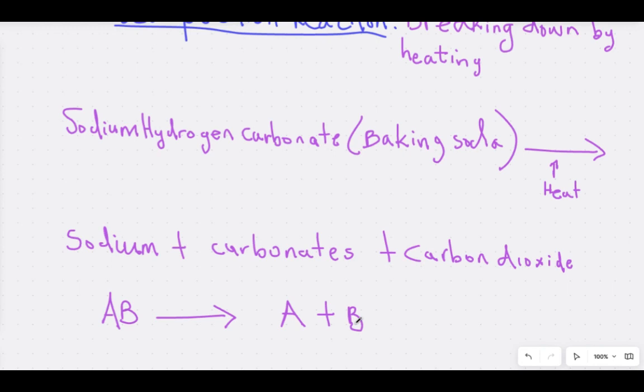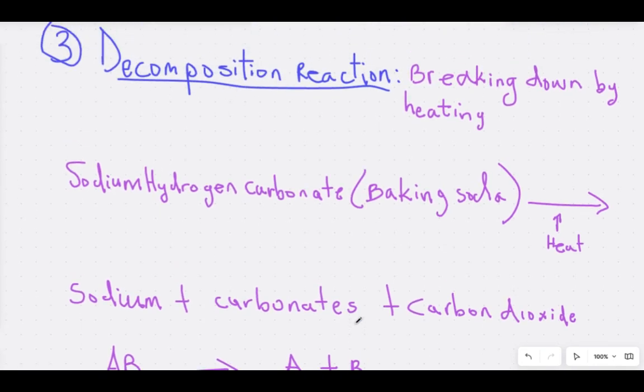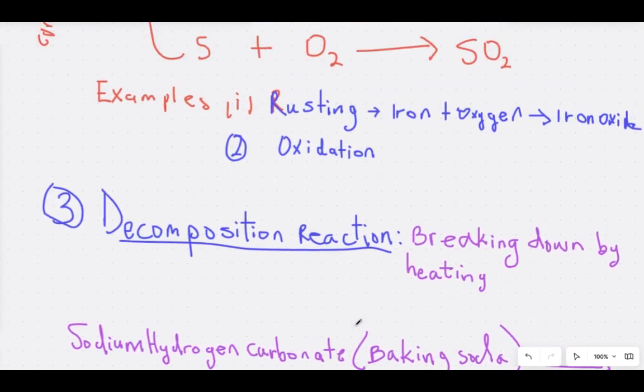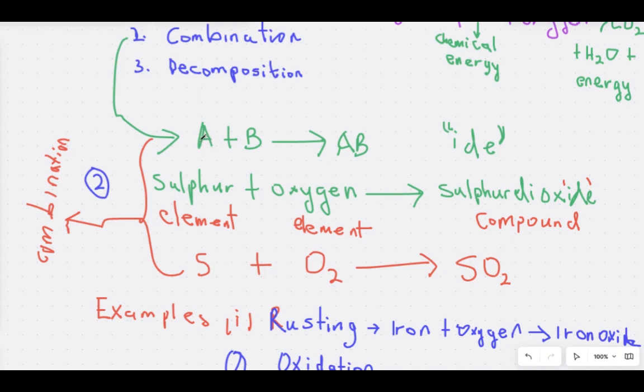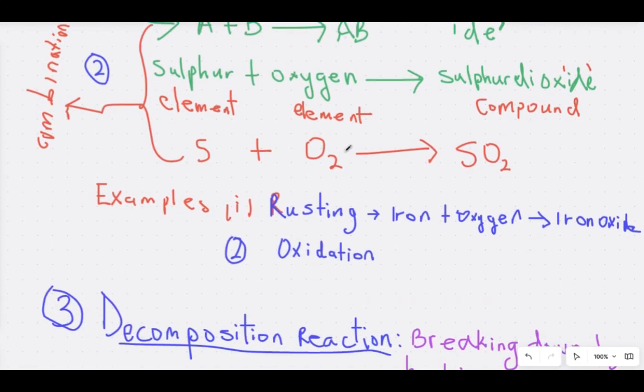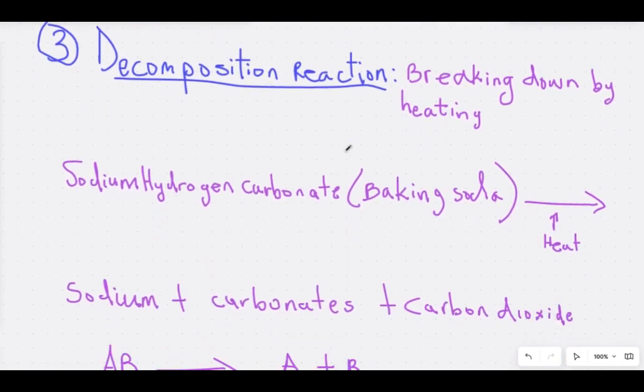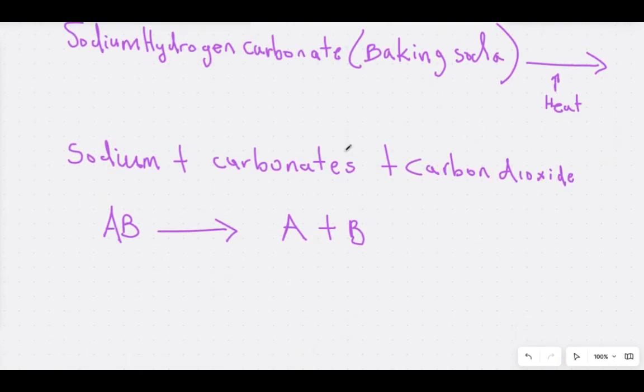But the reverse form is a combination. The reverse format, you say A plus B, you get AB. This is a combination reaction. But when you heat it and break it down, it becomes a decomposition reaction. Okay, so that's what we have.